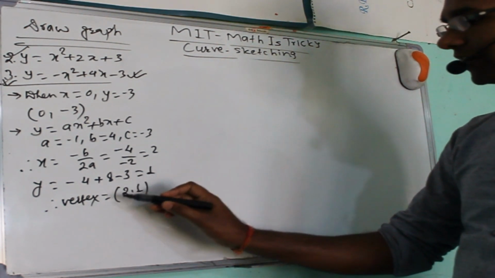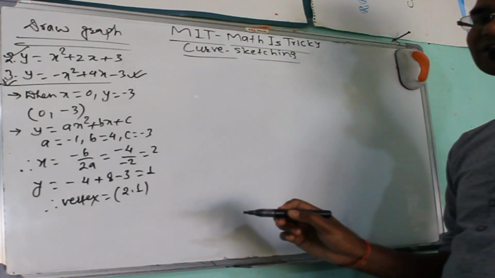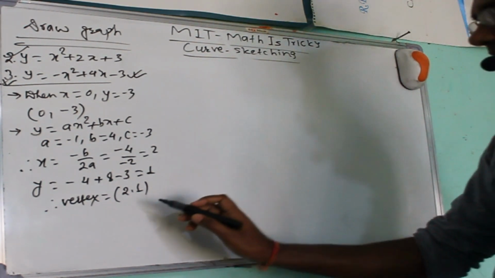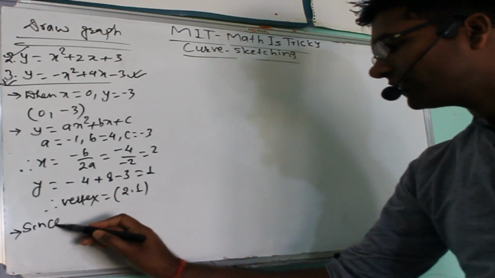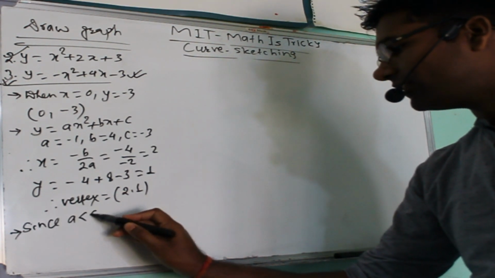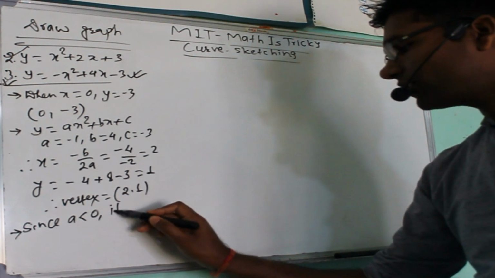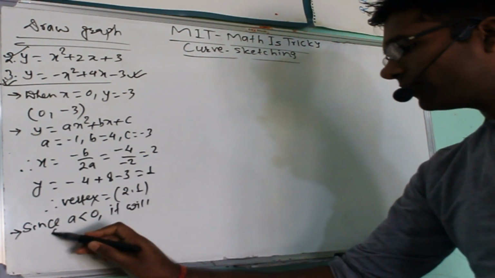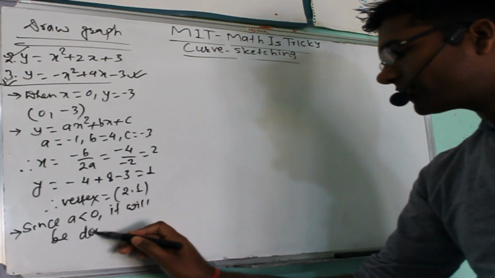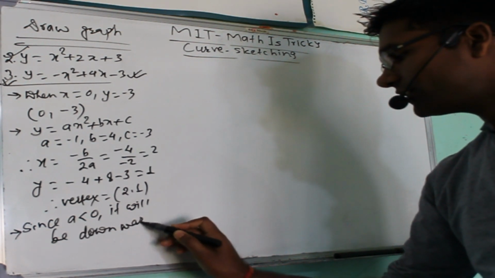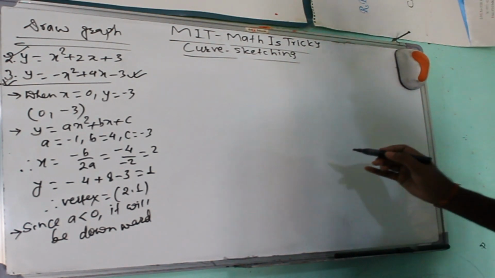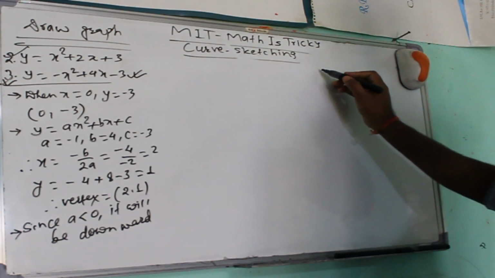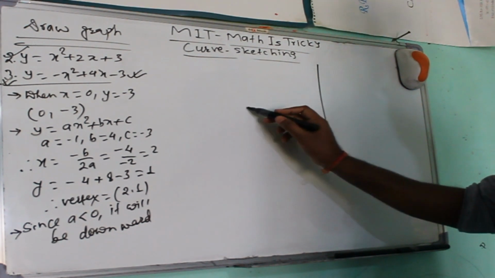Always find the vertex in the case of a quadratic equation, because a quadratic equation gives a parabola. Since a is negative, it will be downward. Okay, so this is our information. Next point, let me plot. Now it is going to be downward, so let's plot like this.